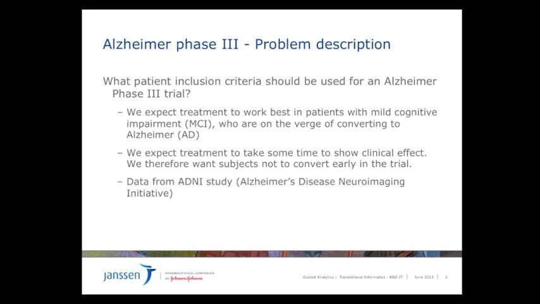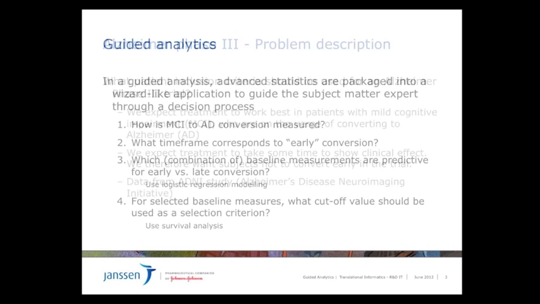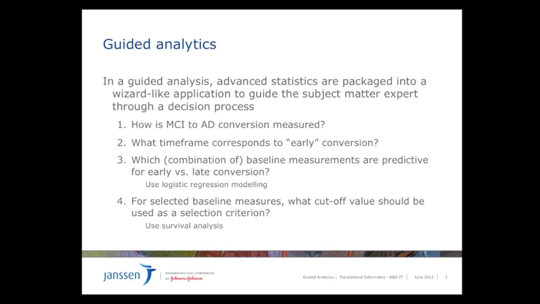So, well, I'm an engineer actually. So if I need to do an analysis like that, first question is, okay, but what do you mean by conversion from MCI to AD? If you go to the next slide. So these are the questions that I, as a technical person, cannot answer. What do you mean by conversion from MCI to AD? What do you mean by early conversion? What is early in the clinical trial according to your clinical insights?